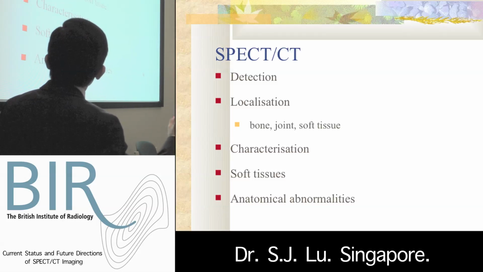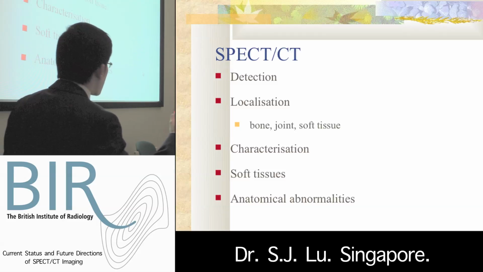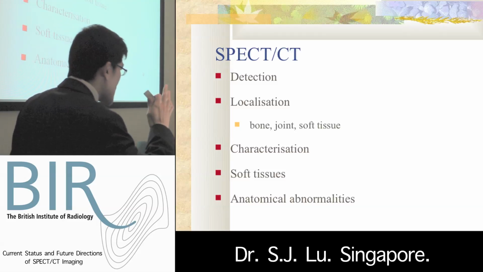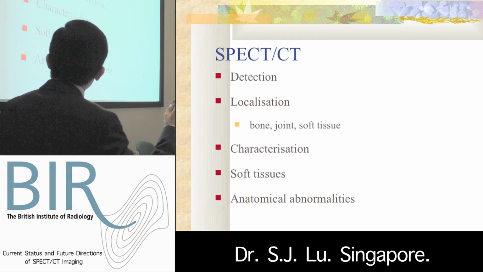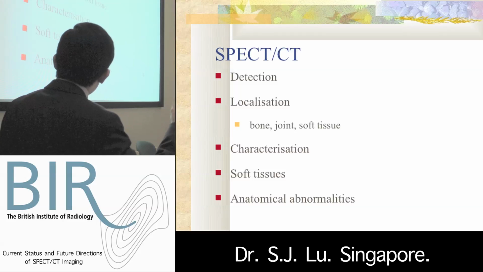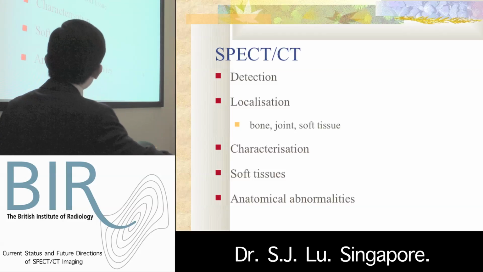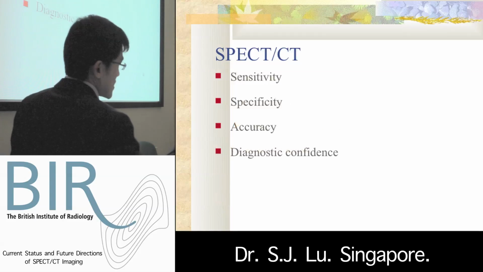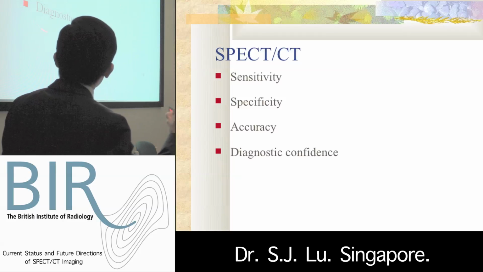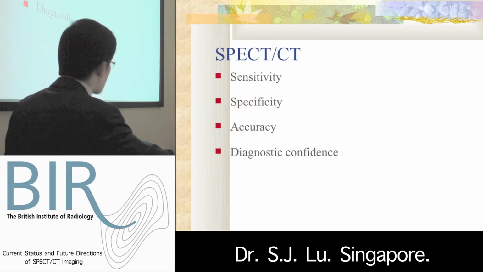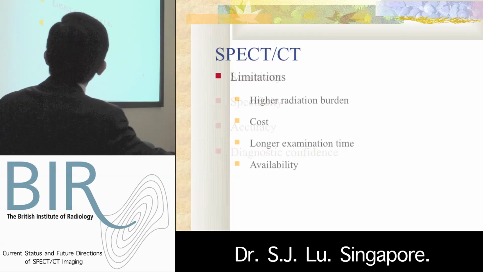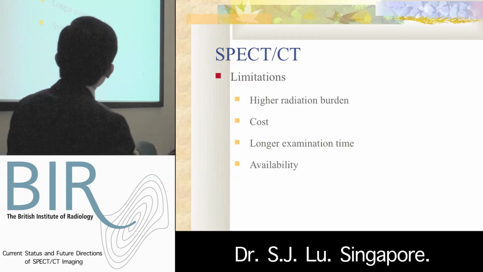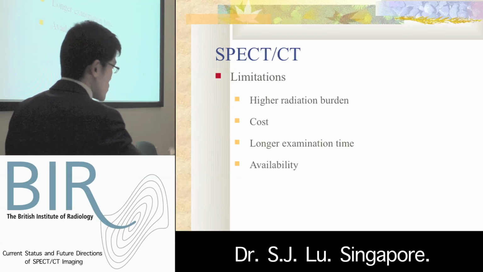And also, SPECT CT is able to assess soft tissues better than bone scan because of accurate localization to the soft tissues. And of course, with the companion CT, anomalies can be characterized. And this results in better sensitivity, specificity, and of course, increased diagnostic confidence. Limitations include higher radiation burden, cost, longer examination time, and of course, it is less readily available as compared to the bone scan.